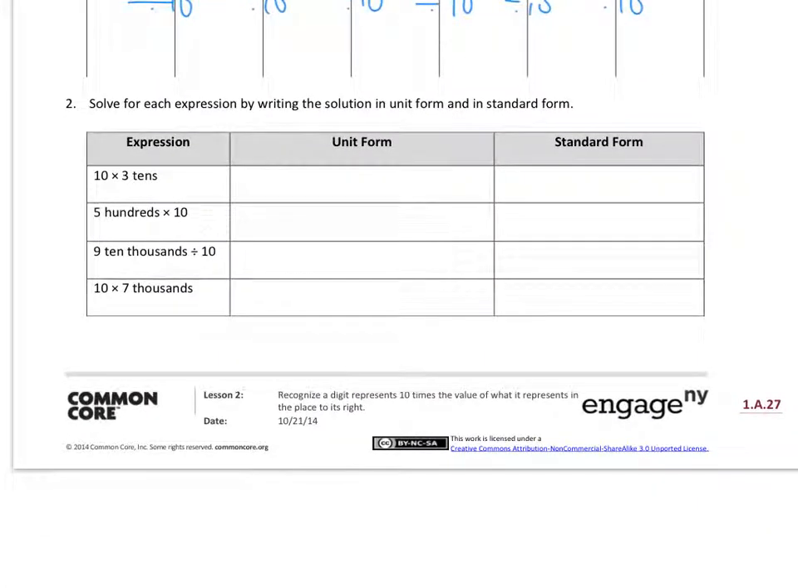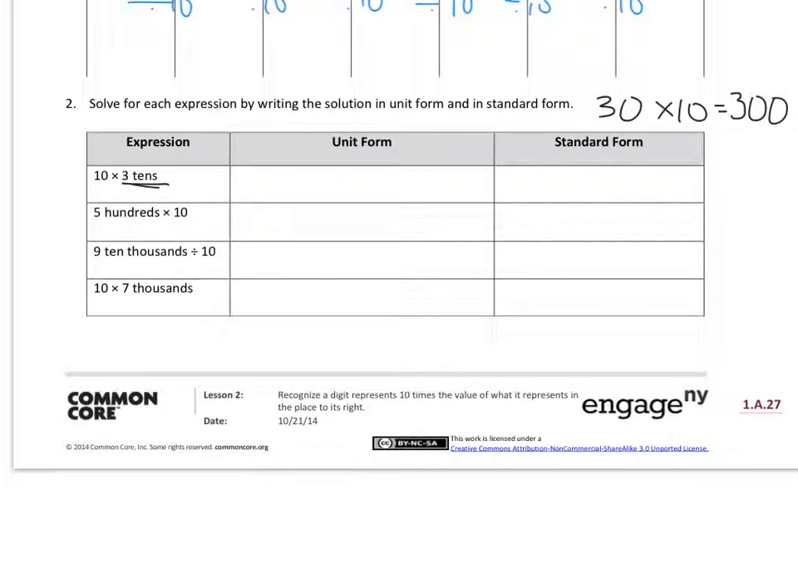part 2. Part 2 is talking about solving these same expressions without using the place value chart as support, and then writing them in unit form. So they should imagine what 3 tens looks like on the place value chart, 3 discs in the tens place. If we multiply it by 10, it gets 10 times bigger. So thinking in their mind, 3 tens is 30. Times 10, our new number should be 300.